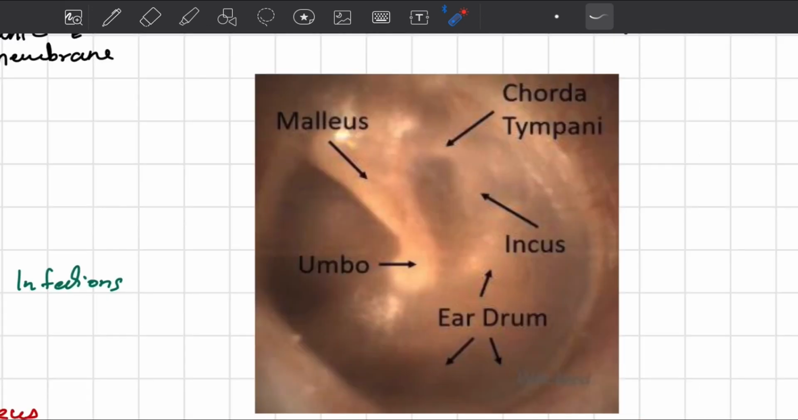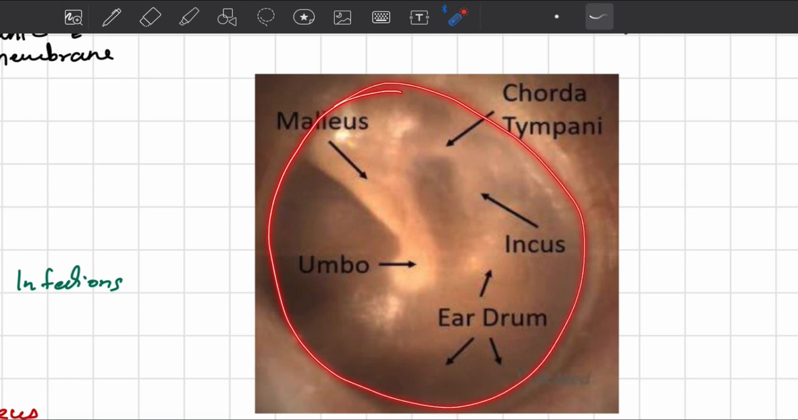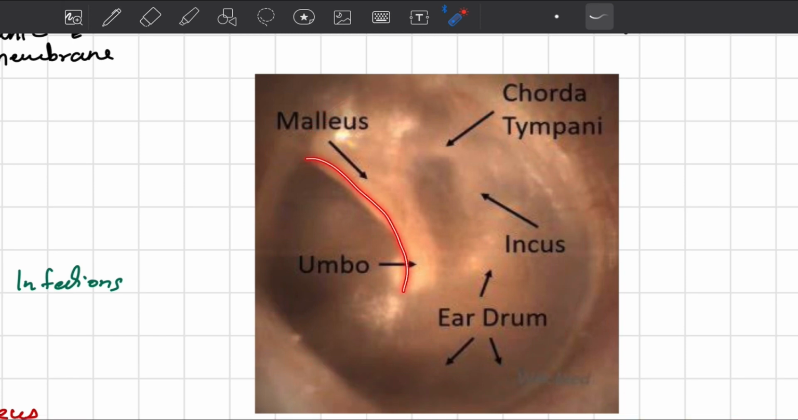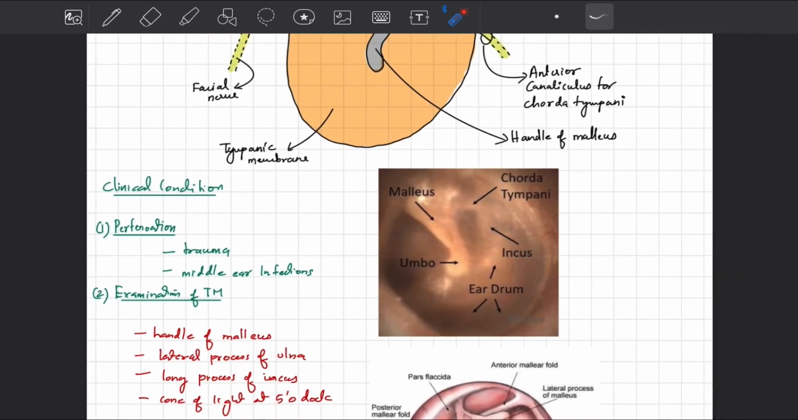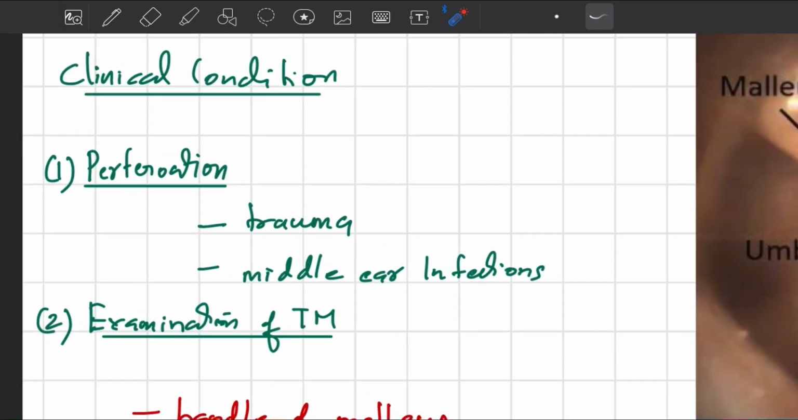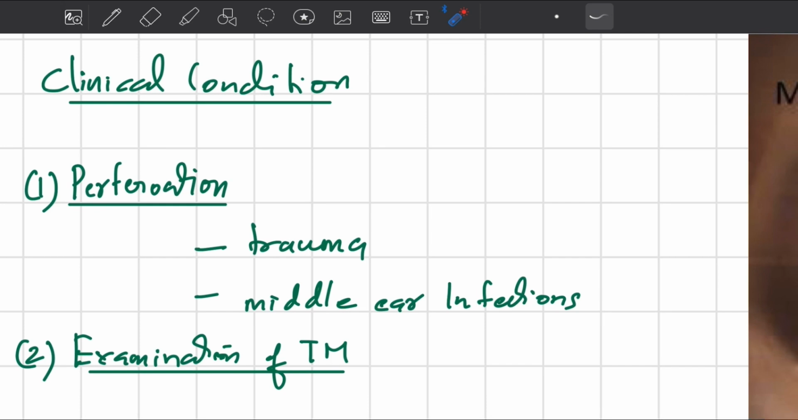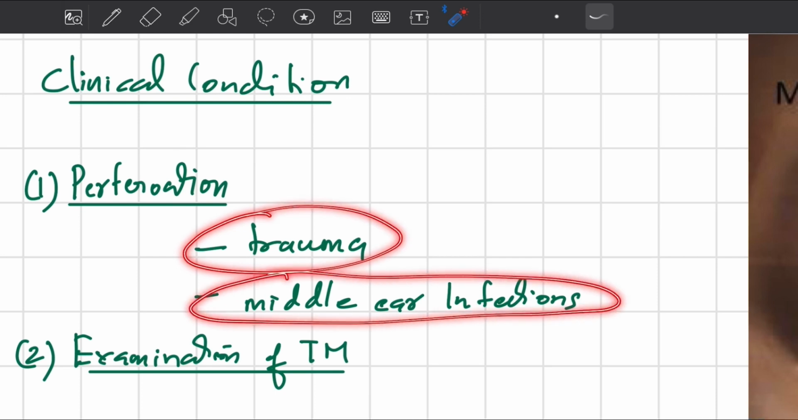This is the image we will be able to appreciate when we are using an otoscope to examine the ear. We will be able to see the malleus, umbo, incus, and the chorda tympani flowing like this, and we can see somewhat here the cone of light. When we come to the clinical conditions of the tympanic membrane, we may see perforations due to trauma or due to middle ear infections.